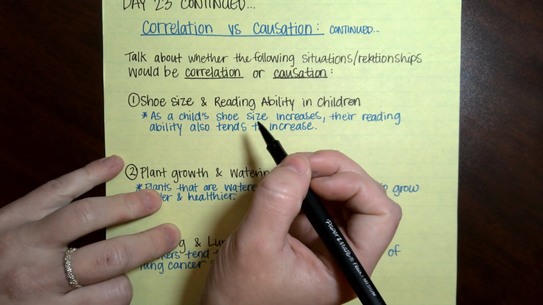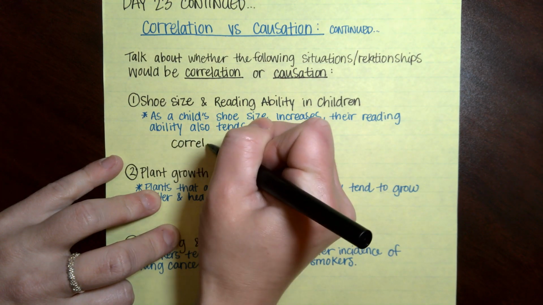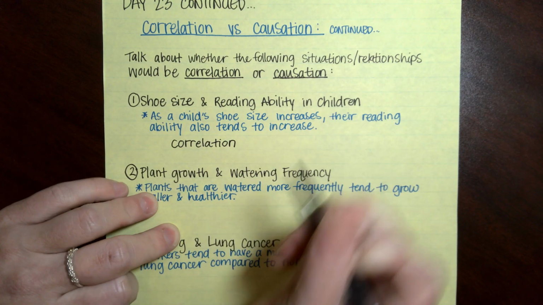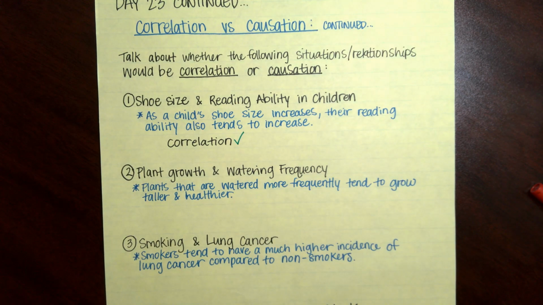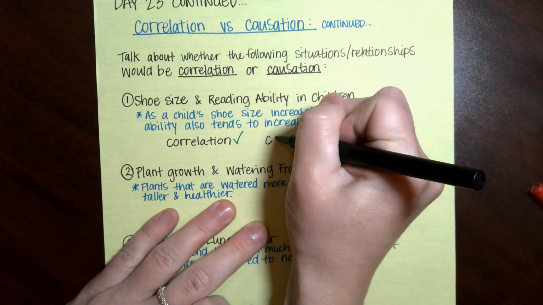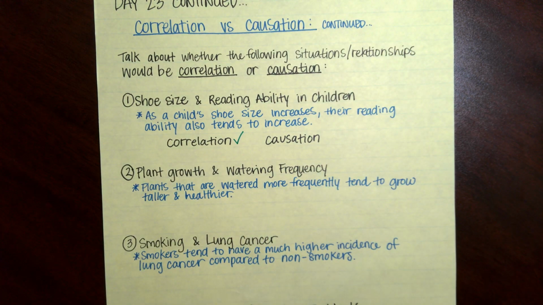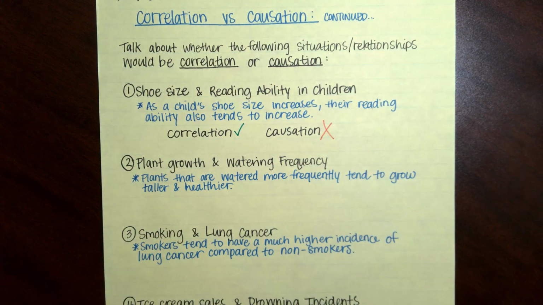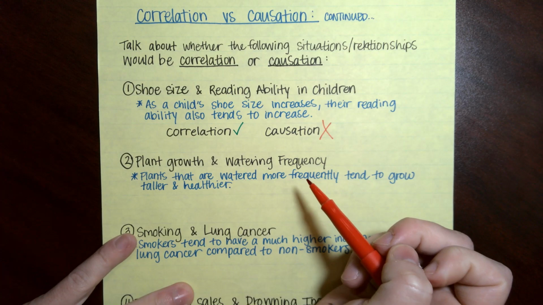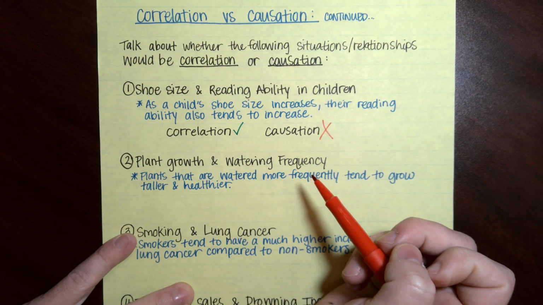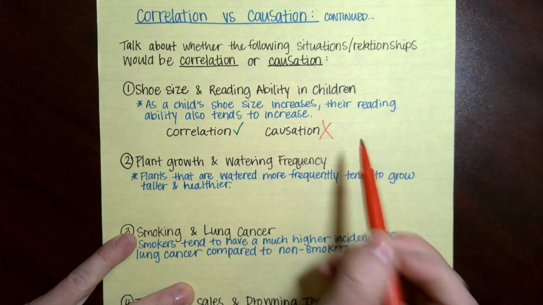So we would say correlation, I'm going to put a little check mark. It is a correlation. And then for causation, I'm going to put an X. And then we're going to explain why. So why is there no causation here? Because it's not an actual cause. What's not the cause, though? Let's explain it very specifically. Why do we know that there's not causation here?